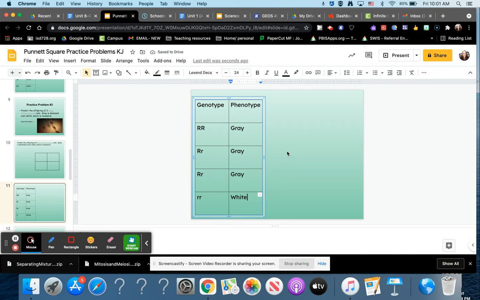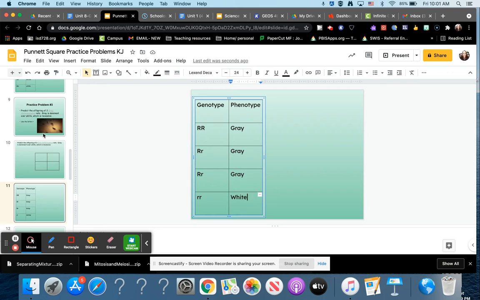So I would say that with these two rat parents, they have a 3 out of 4 chance, or a 75% chance of having offspring that have gray fur, and a 25% chance, or 1 in 4 chance, of having an offspring that has white fur.